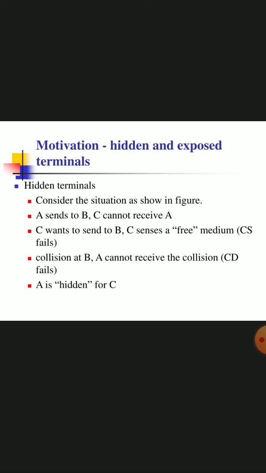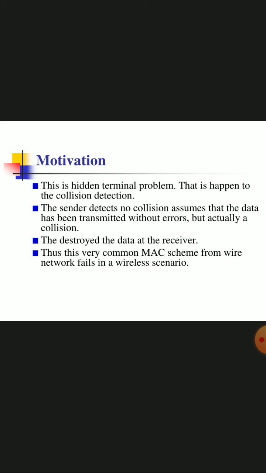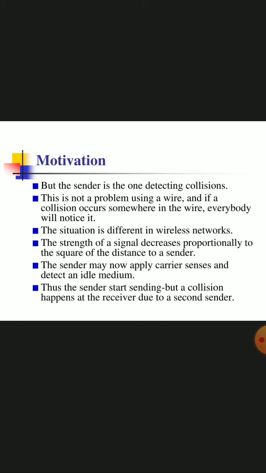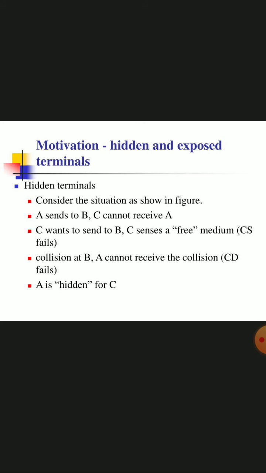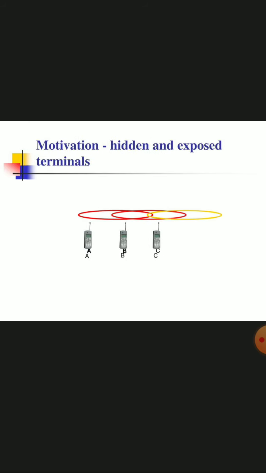Where does the hidden terminal problem happen? We already learned it with the second sender. Due to the second sender, we face the hidden terminal problem, right? Again, I am considering one more example, this picture, which shows three mobile devices.